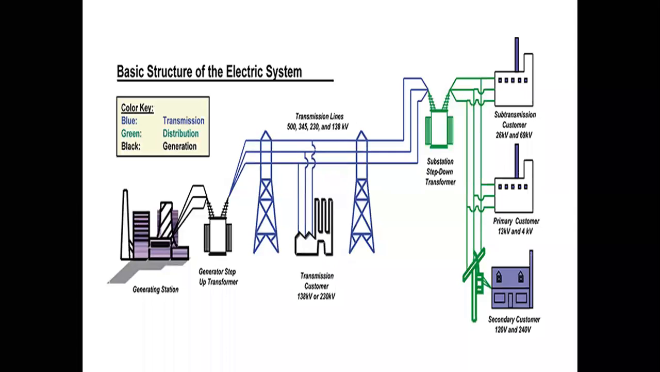Before discussing this electrical tariff, this is the basic structure of your electrical system that I already discussed when we started power station practice. The basic power system consists of three main things: generation, transmission, and distribution. In this diagram, the black color represents the generation part, the blue lines represent the transmission part, and the green line represents the distribution part.